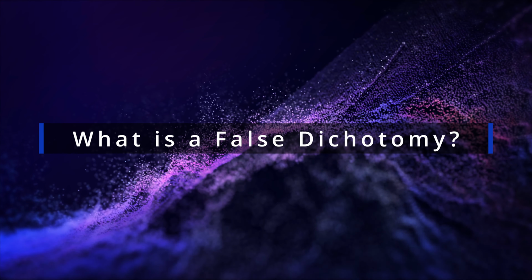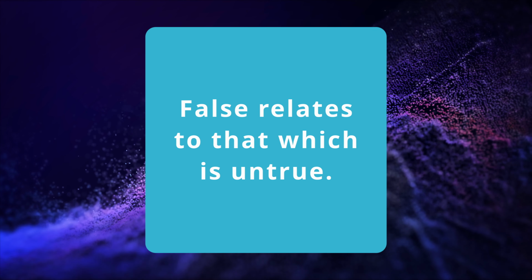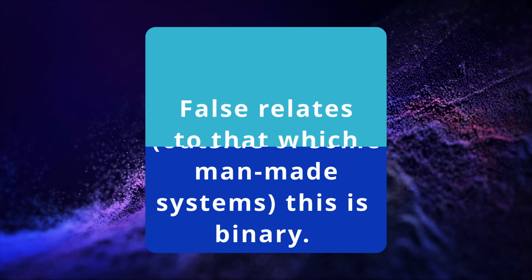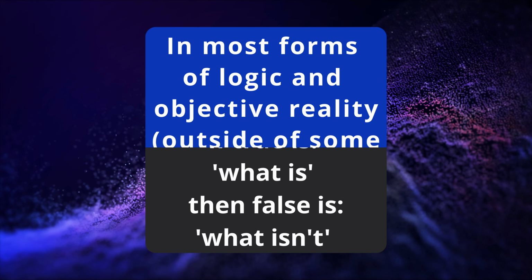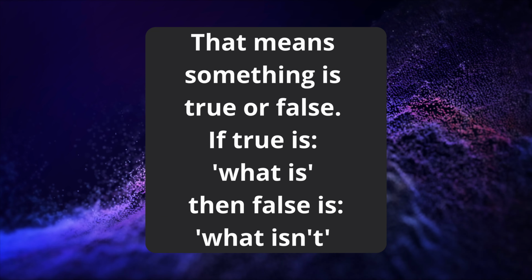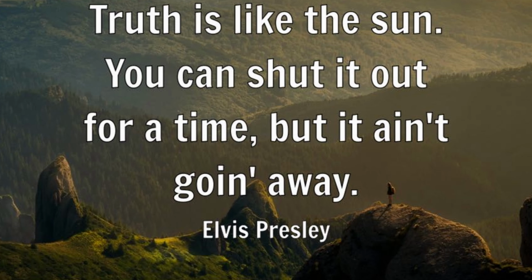I think we should cover off what a false dichotomy actually is. We should start by separating those words in themselves. So, what is false? Well, that is something that is untrue, and in most forms of logic and objective reality, out of some man-made systems, it's completely binary. Something is true or false. Something might not be known to be true or false yet, but that thing will still be either true or false. So if something that is true is what is, something false is what isn't.